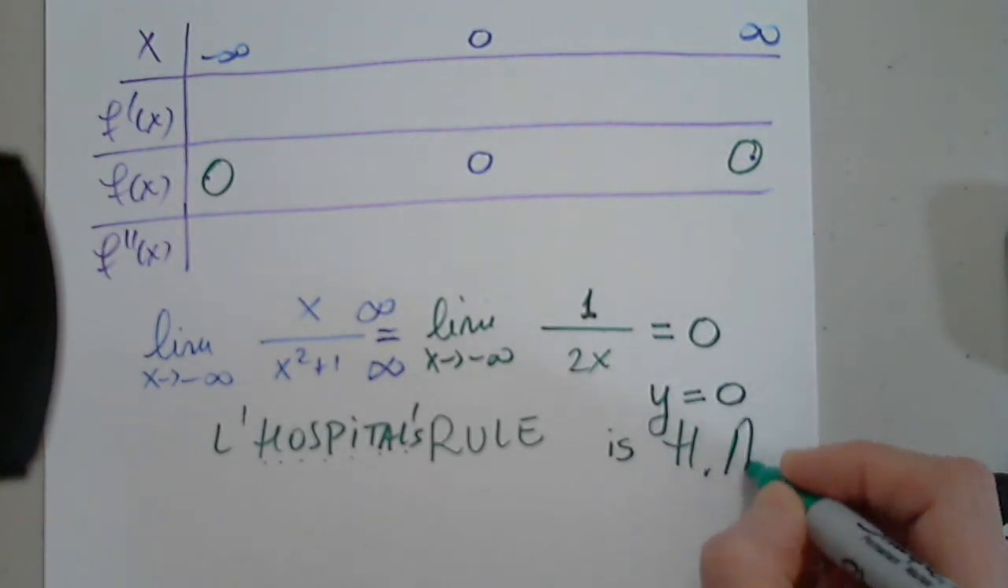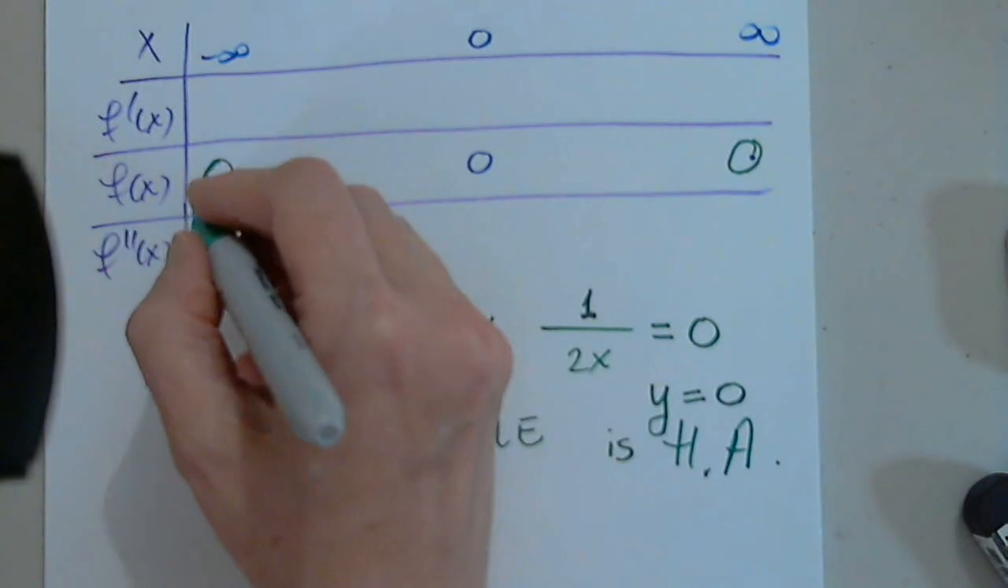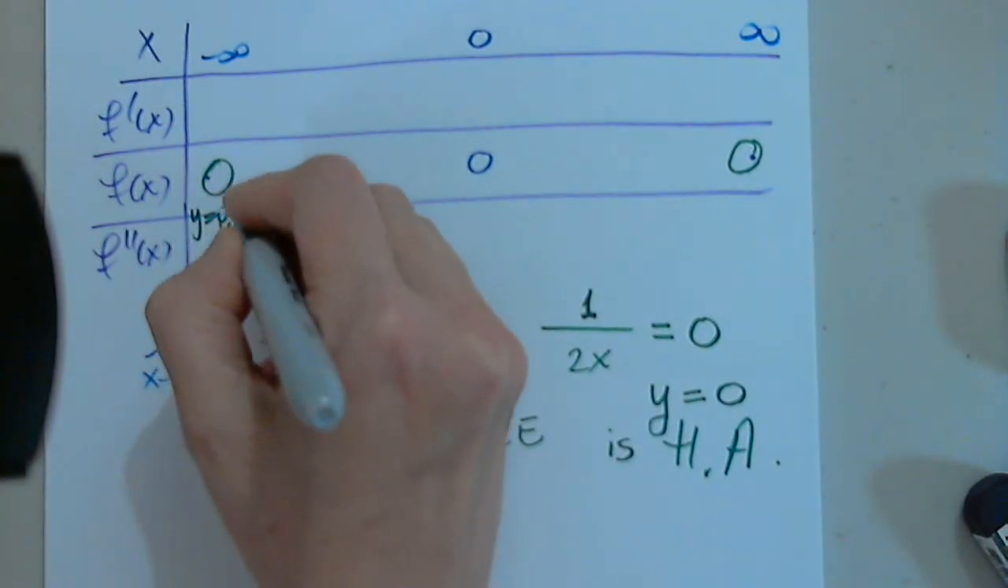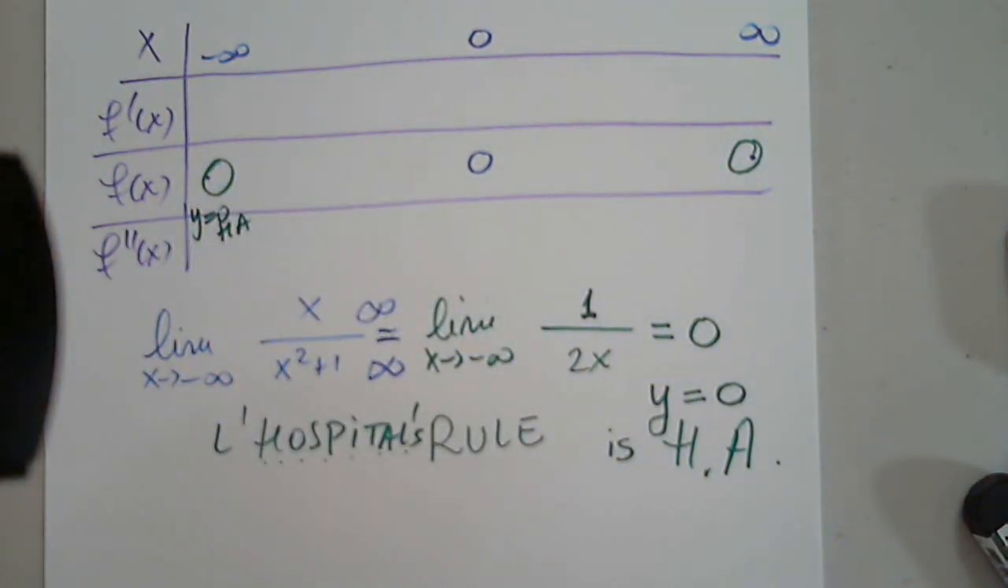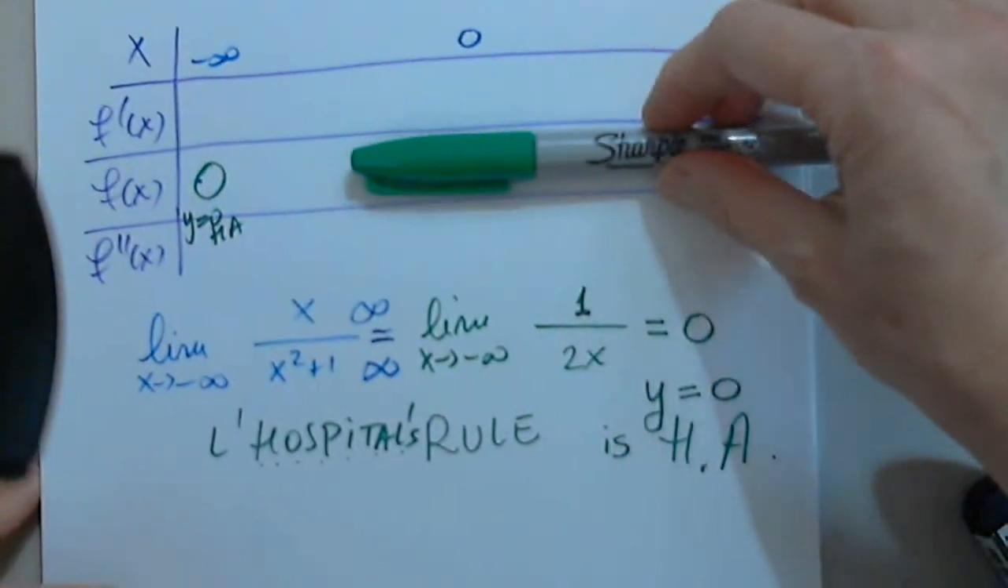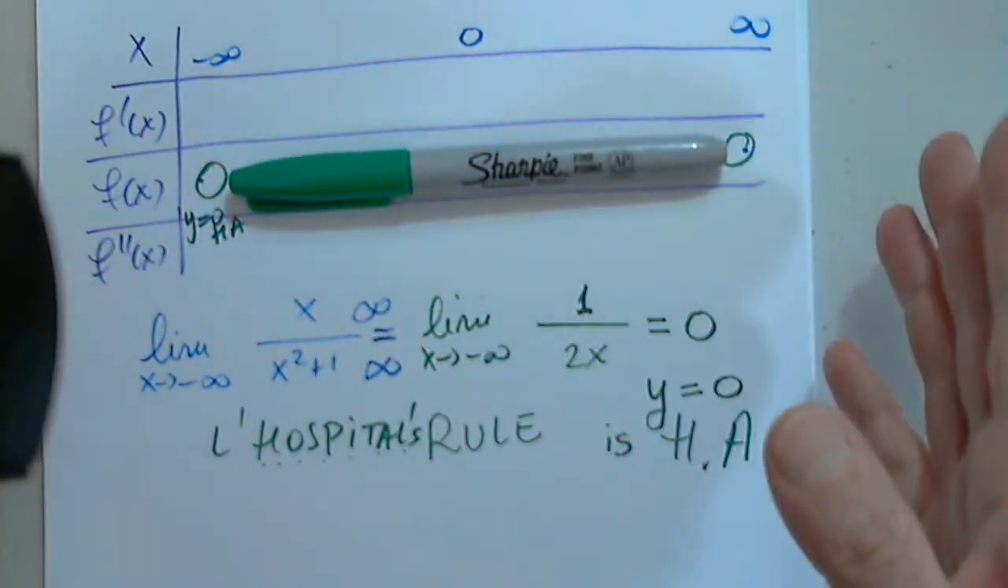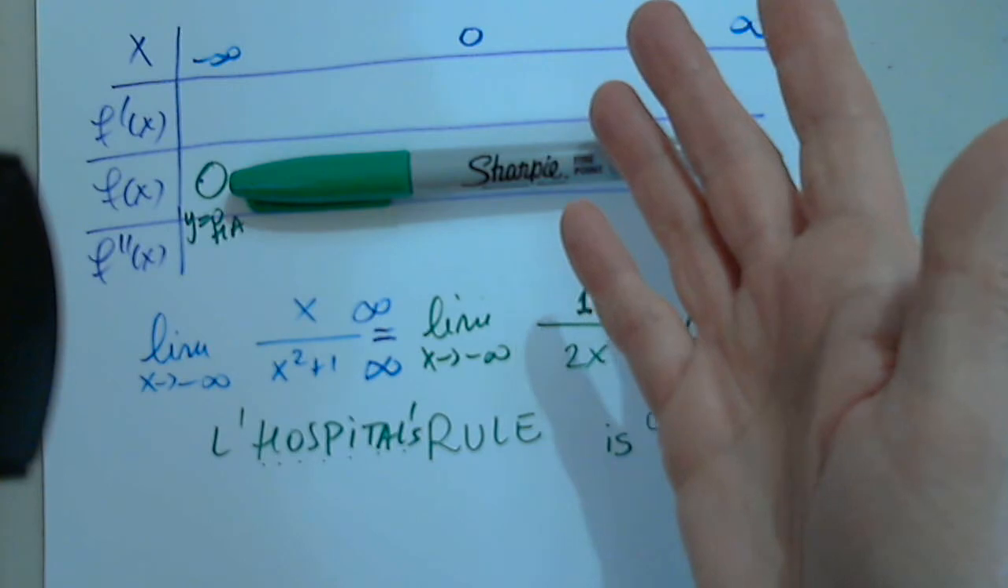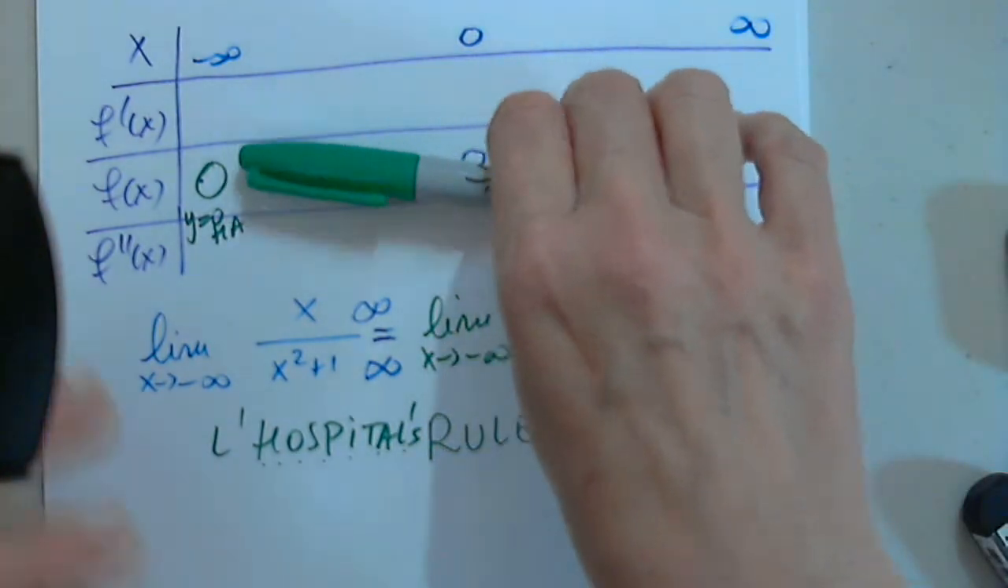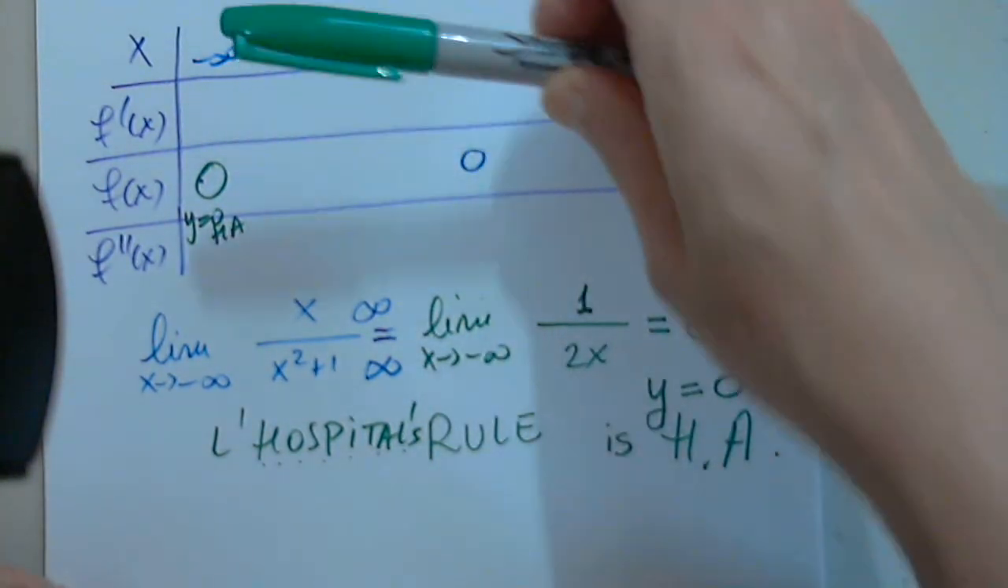Horizontal asymptote. So I make myself a note, y equals 0, horizontal asymptote, so I don't forget. This is it about the function. I cannot determine anything else. I determine the limits. I determine the only x and y intercept is the origin. Done. Now I can move on to the first derivative.